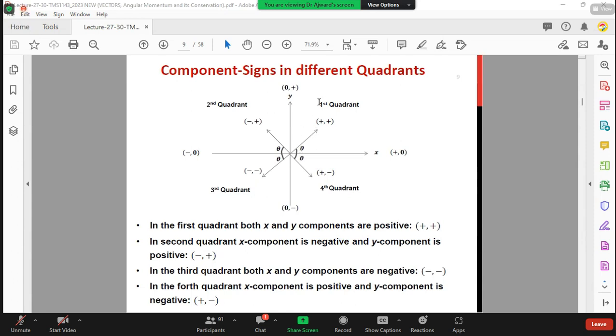There are four quadrants here. This is the first quadrant. If you take the XY coordinate system, there are four quadrants. First quadrant is this one. Second quadrant here. Third quadrant is here. And the fourth quadrant is over there. In the first quadrant, since both coordinates are positive, so are the components. So both x and y components are positive in the first quadrant.